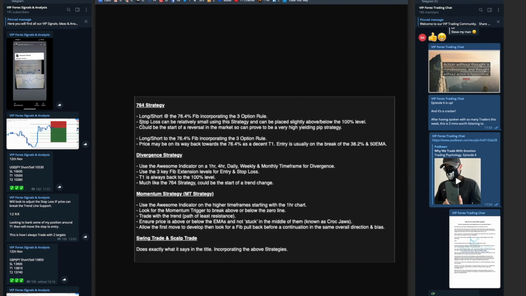The stop loss can be relatively small using this strategy, and can be placed slightly above or below the 100% level, or depending on where the 76.4 is, you could just place it above or below that level if you're buying or selling, going long or short off that level itself. And as we say, it could be the start of a reversal in the market, so it can prove to be a very high yielding pip strategy.